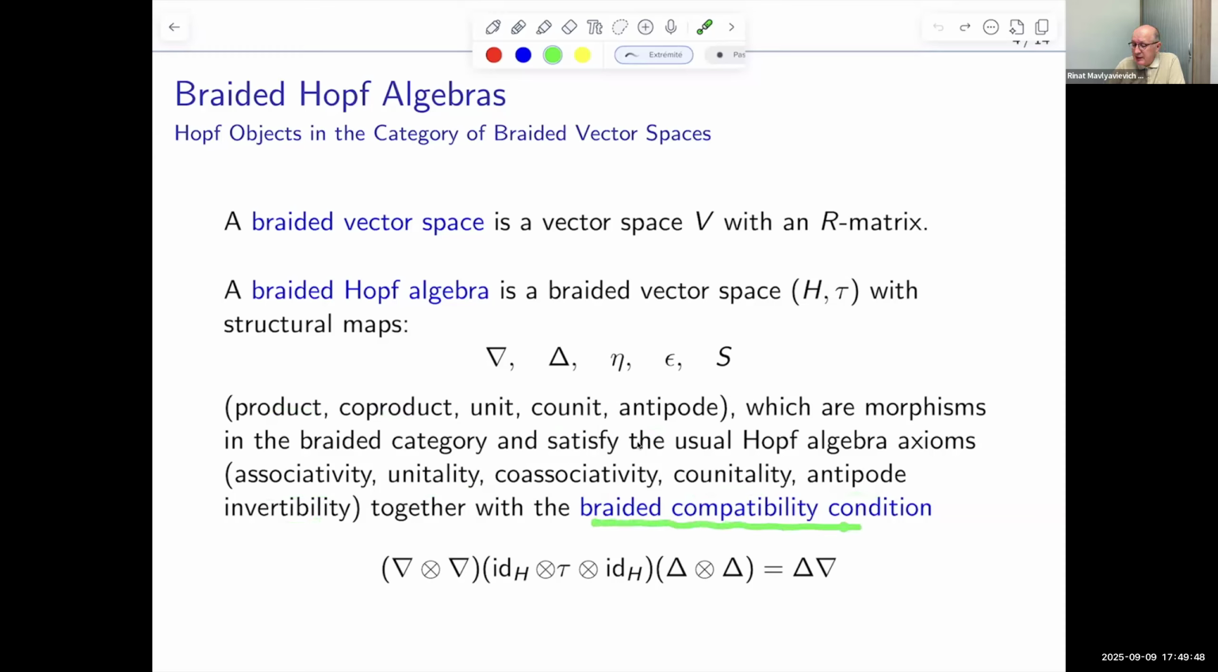a braided compatibility condition. This last condition is the only one which differs the braided Hopf algebra from the usual Hopf algebra, because the braiding interferes in this relation in this way. But of course, one should remember that all structural maps are supposed to be morphisms in the braided category, which means that they are also compatible in some canonical way with the braided structure, namely this tau.